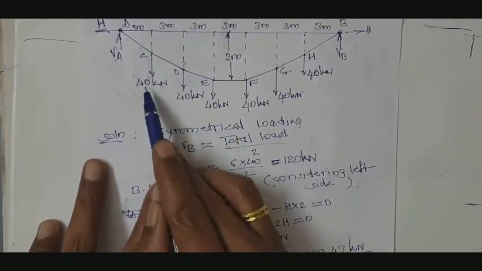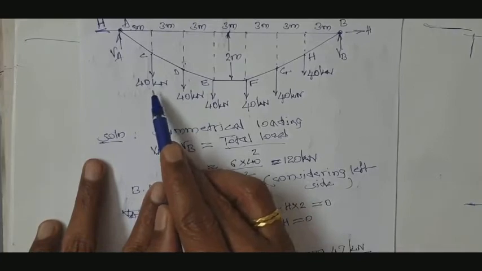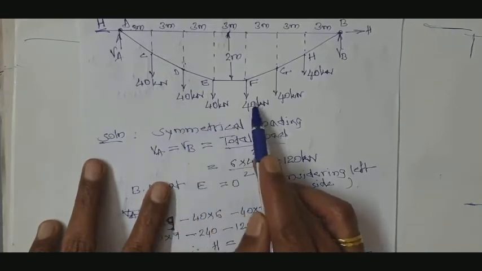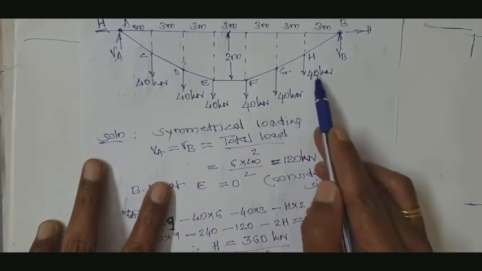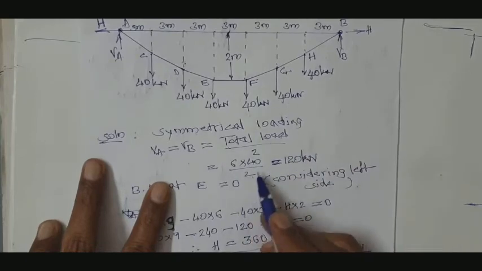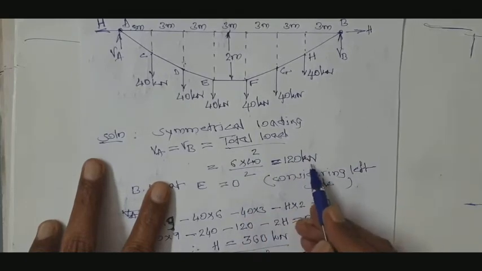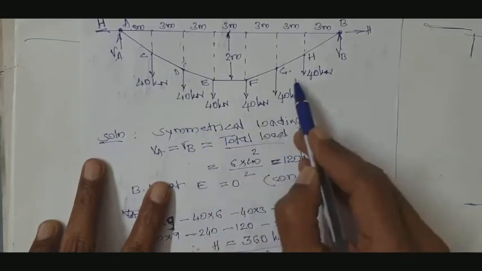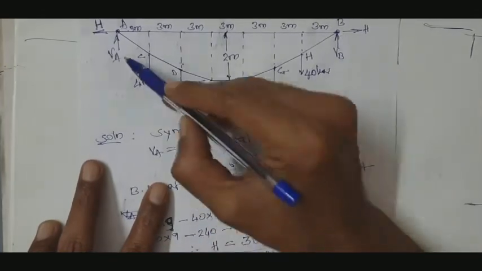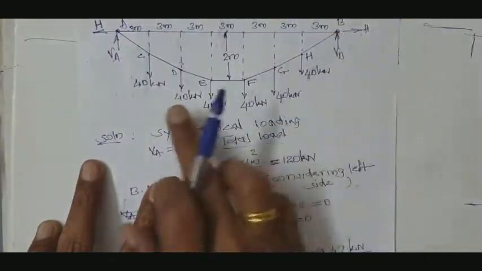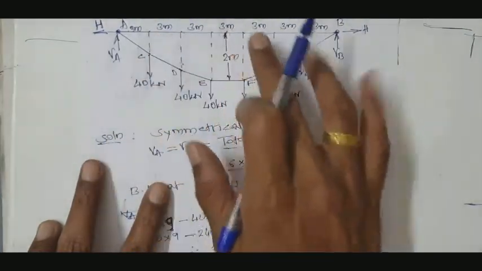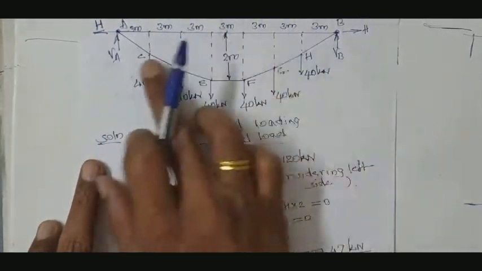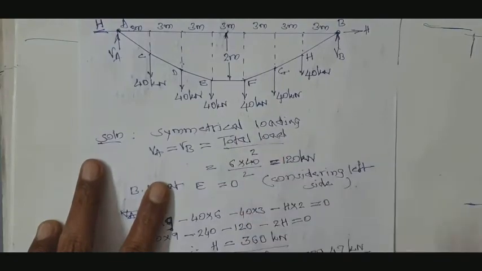What is the total load here? There are 6 loads of 40 kN. 40 plus 40 plus 40 plus 40 plus 40 plus 40 is 6 into 40. Total load divided by 2 gives 120 kN. If any of these loads were different, you would have to take moment about B like VA into 21, minus 40 into 19, minus 40 into something. That way you would go on calculating, but it is symmetric now.